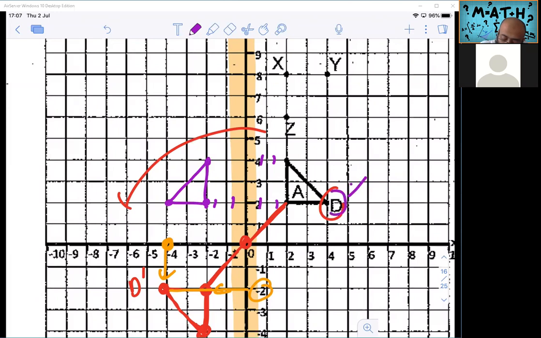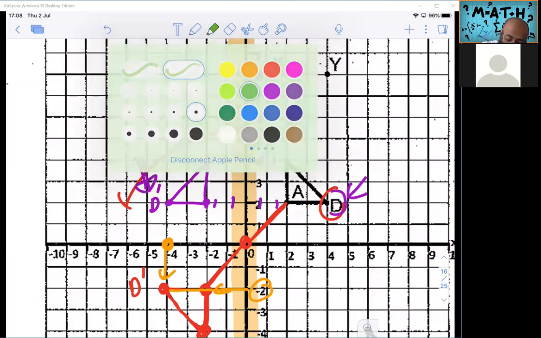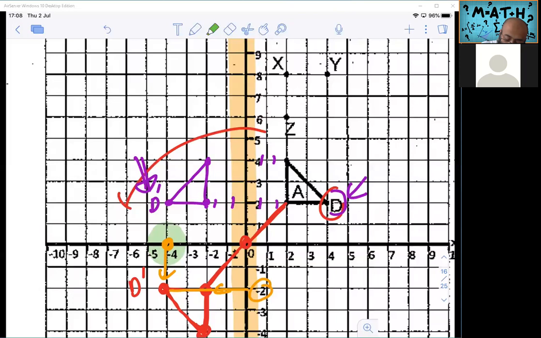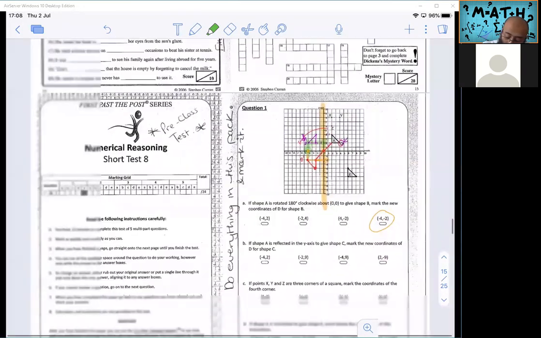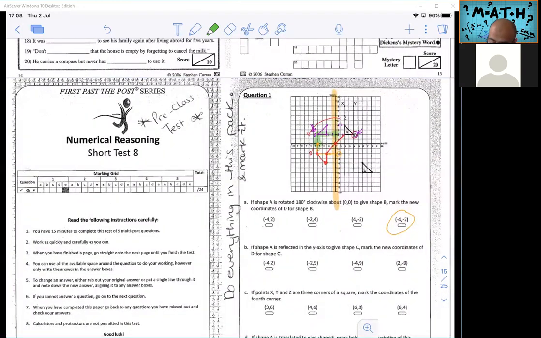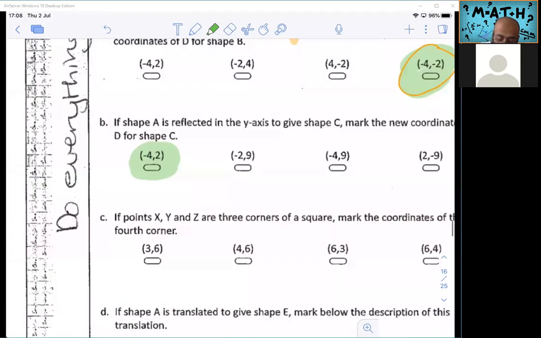So D was over here. Now I'll call it D dash. It will be over here. Okay, so what's the coordinates of that? It'll be -4 plus 2 this time. Because here's -4 and here's +2, and that's the coordinate there, -4, 2. So the answer will be -4, 2. Next question.